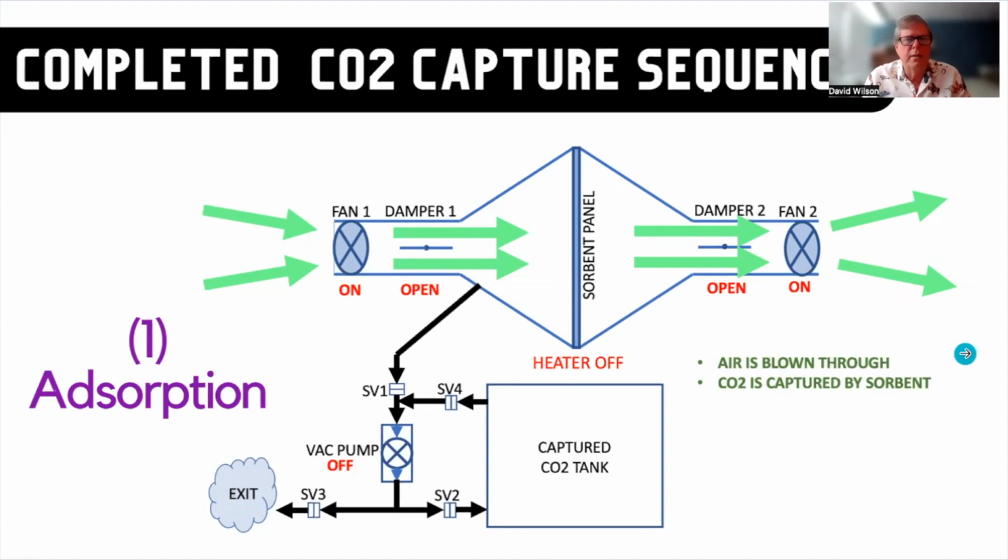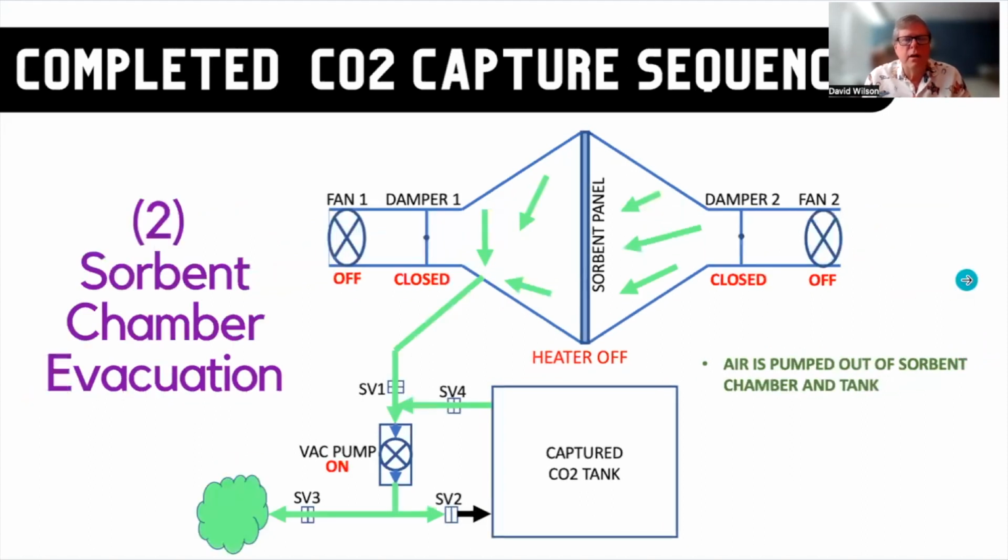And then next, the chamber evacuation, which is where we close off the dampers and shut off the fans. And there'll be a vacuum pump that will suck out as much of the air as we can get from the chamber. And one of the other things we're looking at is how much vacuum the construction of this particular project can handle.